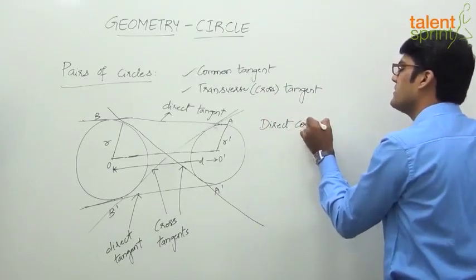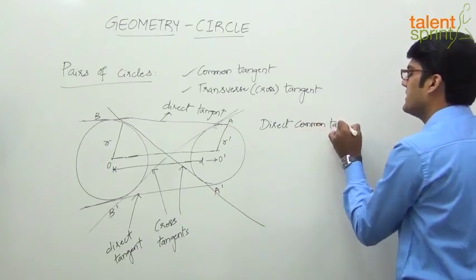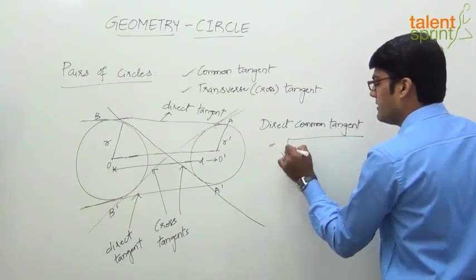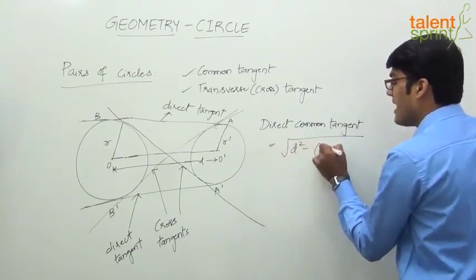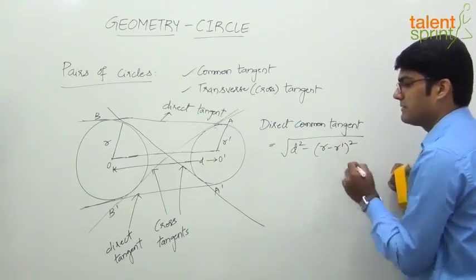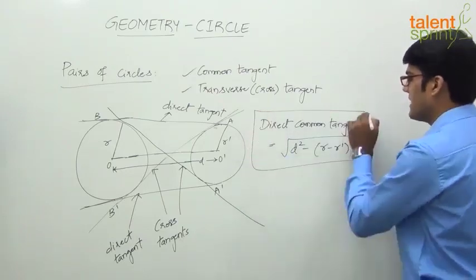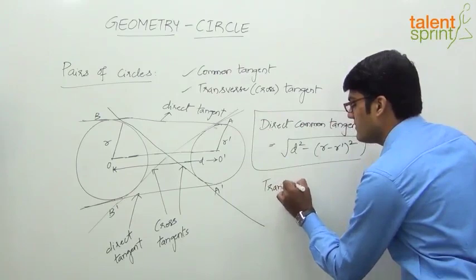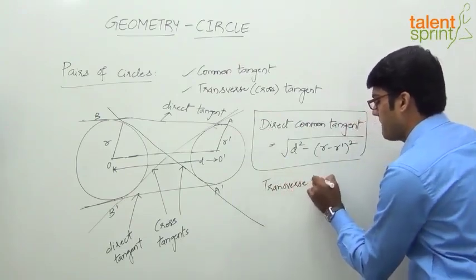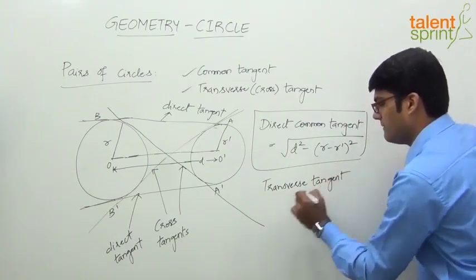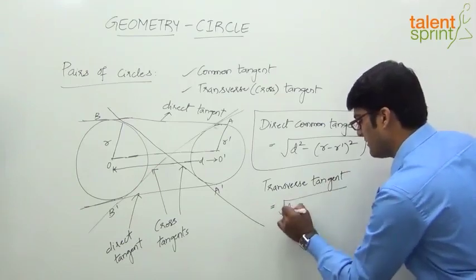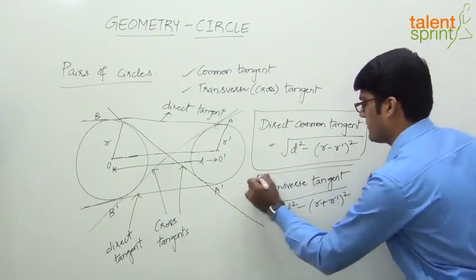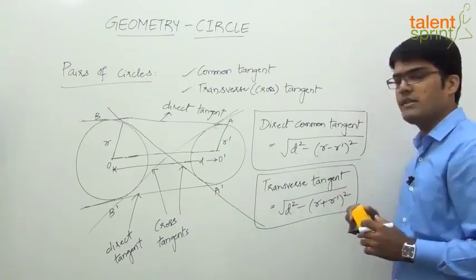These are formulae you just need to remember, right? Direct common tangent length will be equal to root over d squared minus (r minus r dash) whole square. Right, this is the length of the direct tangent. And the length of the transverse tangent will be equal to root over d square minus (r plus r dash) whole square. Get the point? So two types.